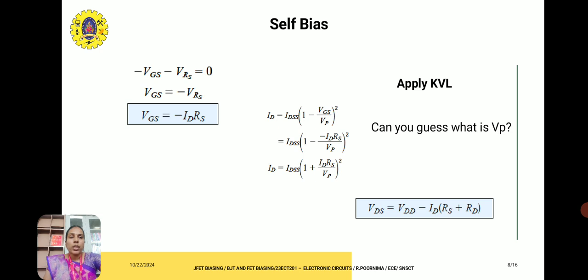Also here the term used for pinch off voltage is VP. The drain current is written as IDSS into 1 minus VGS by VP, the whole square. This is the general equation, and in this general equation we substitute the gate source voltage.